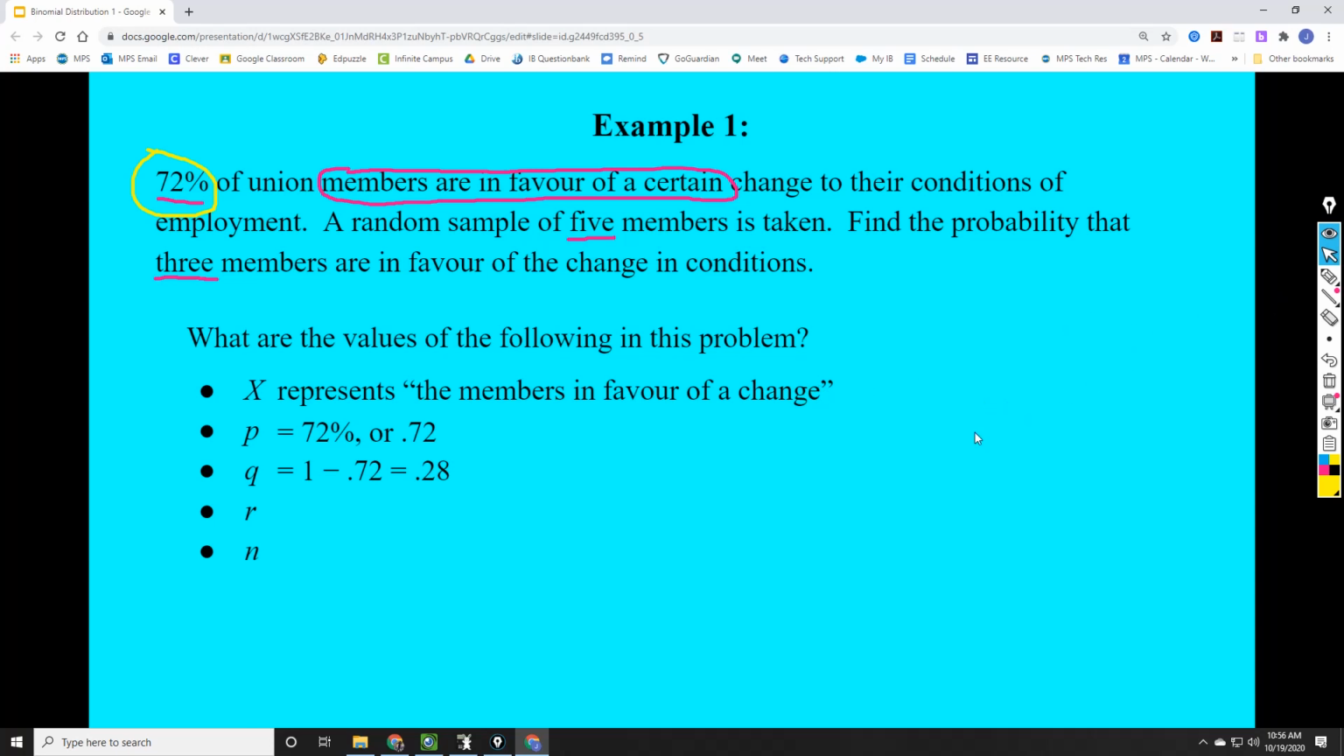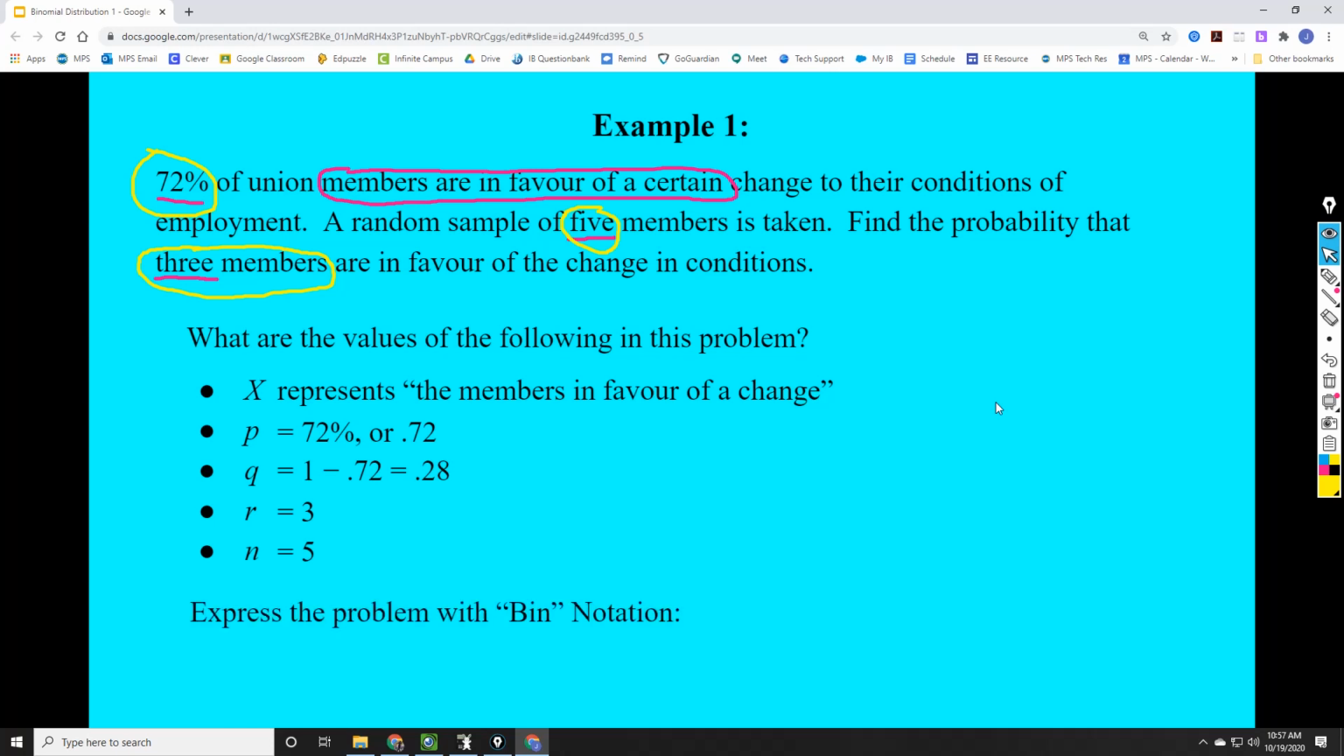R is the number that we want to have be successful, and we can see over here we said 3 members is what we're looking for. Find the probability that 3 members are in favor of the change in conditions. So R would be 3. And then lastly, N is the total number of trials. We can see earlier that there were 5 members getting sampled or surveyed in this particular experiment. And so N would equal 5.